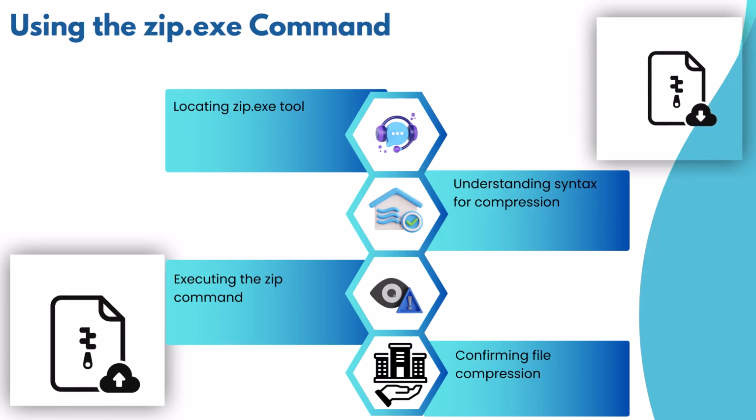Compression time. First, locate zip.exe because tools only work when we can actually find them. Understanding its syntax ensures we don't accidentally zip the wrong files or, worse, nothing at all. Running the zip command should feel like sealing a neat package. Finally, confirming the compression means we won't be greeted by empty archives later.